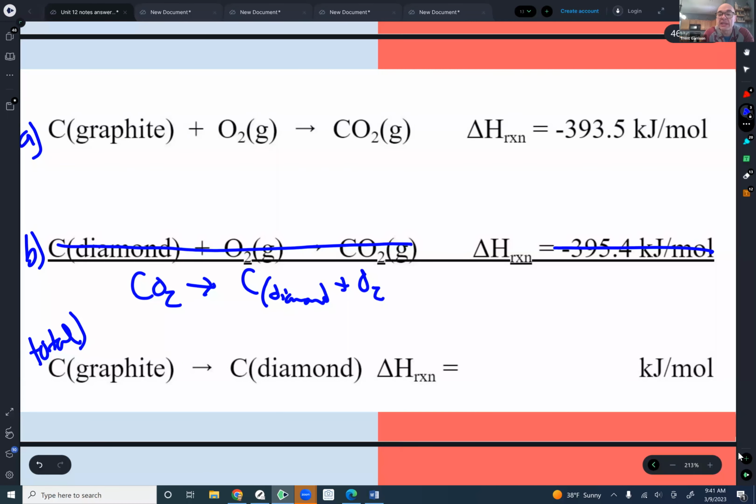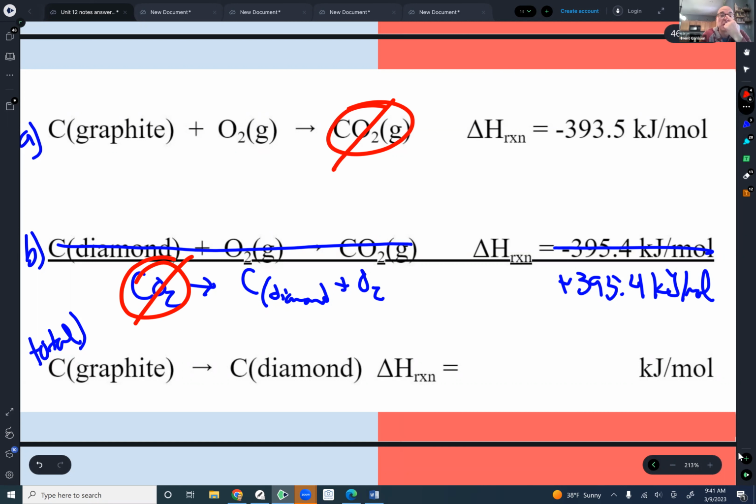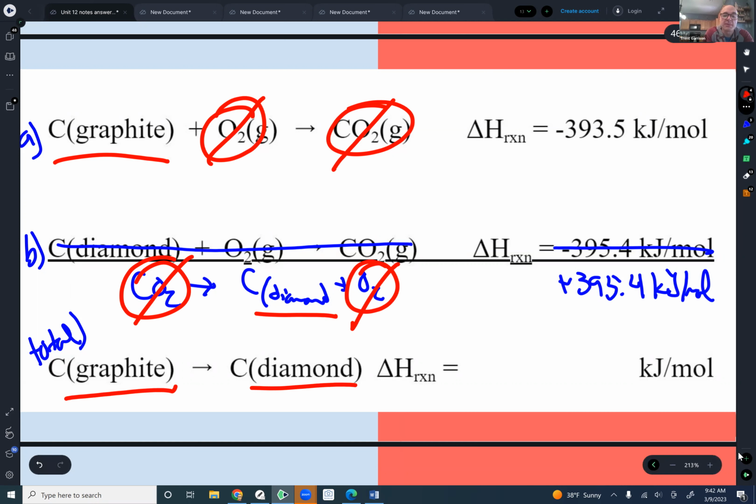And when I flip it, that now means that my math value, my heat value, becomes positive. It was negative, now it is positive. Now let's take a look. There's a CO2 on the right, there's a CO2 on the left. They canceled out. There's an oxygen on the left, there's an oxygen on the right. They canceled out. What I'm left with is what I need. Graphite on the left, diamond on the right.